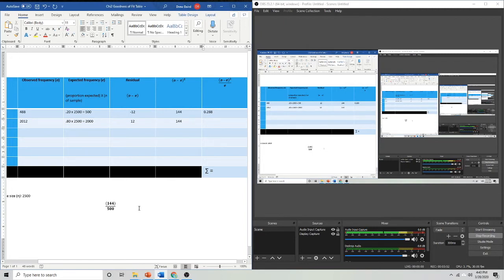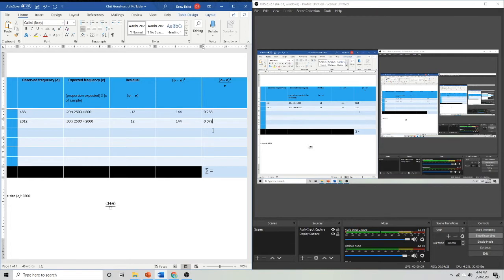So you do the equation again. Once again, the residual squared is the same for on-campus livers, but we have a different expected value. So our residual squared is 144. We're going to divide that by our expected value of on-campus residents of 2,000. That gives us an even smaller number, 0.072. So next thing you do is you just add those.